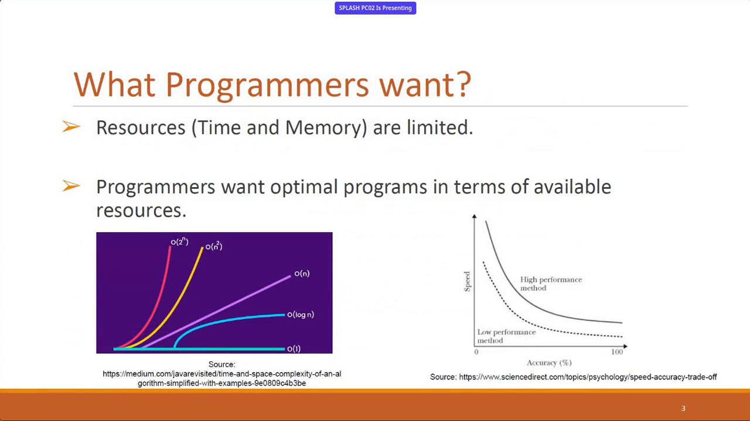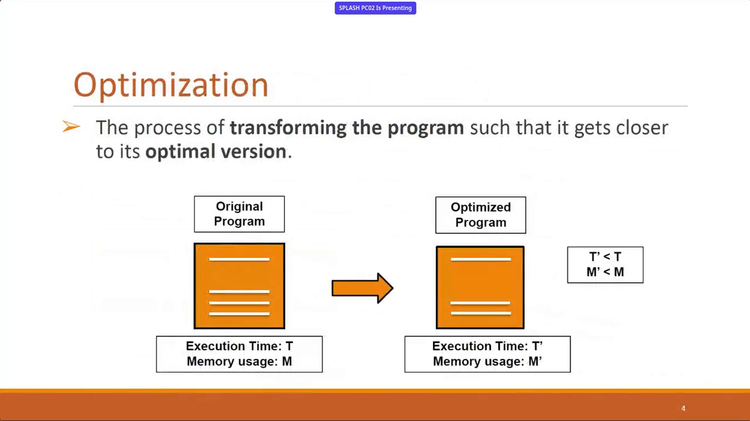We generally have limited resources on any given system. So programmers want to write efficient programs in such a way that they use the available resources in an optimal fashion. However, this task is difficult to achieve manually. Therefore, it must not be left to the programmers themselves. So compilers try to automate this process of transforming the program into its optimal version while maintaining the behavior of the program. And this process is known as code optimization.